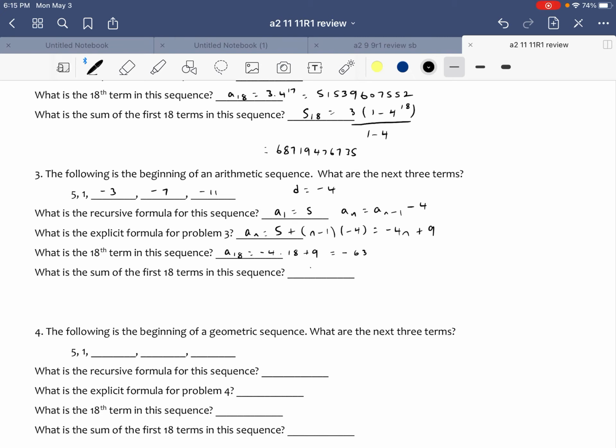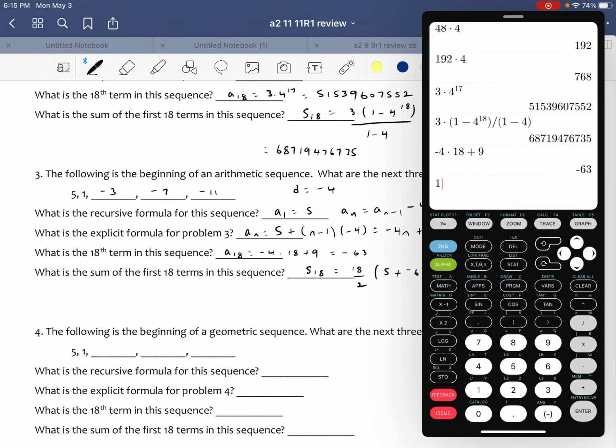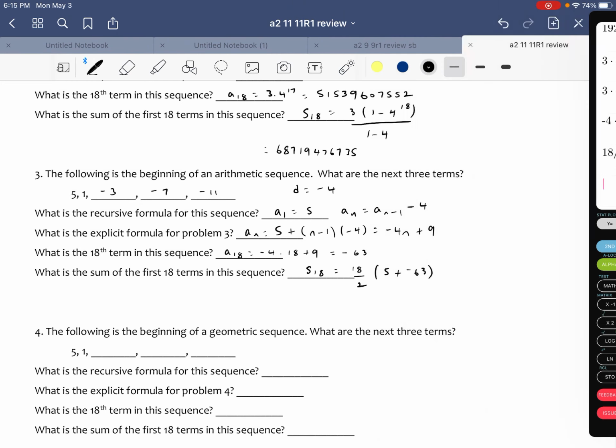The sum of the first 18, again, that formula goes like this. How many numbers are you adding? Divided by 2. Your first term plus your last term, which was that 18th one, -63. 18 divided by 2, of course, that's 9, times 5 plus a negative, I'm just going to subtract 63. -522.